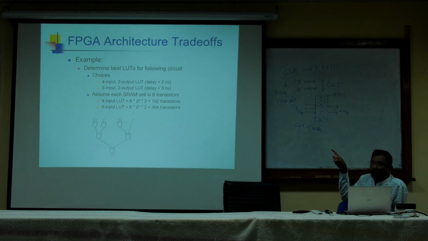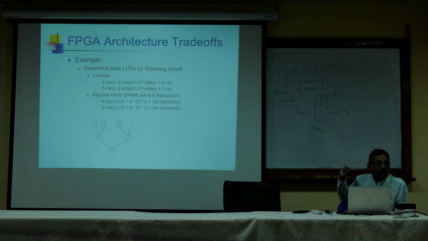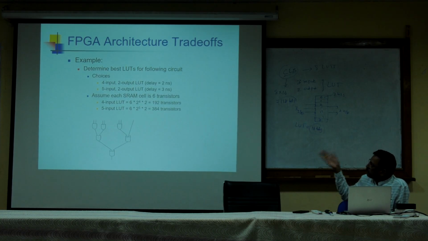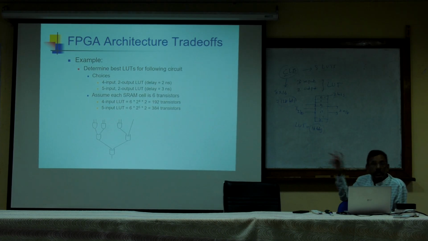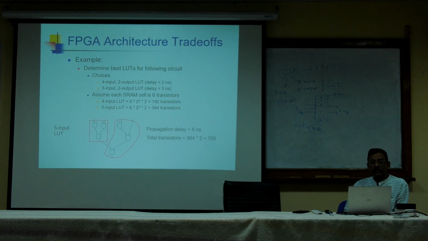Time optimization: delay 2 nanoseconds and 3 nanoseconds. Area is 192 and 384. Now tell me which one is better for mapping this combinational circuit, either the 4 input LUT or the 5 input LUT, in terms of delay or in terms of area. You see the solution. This is the solution.